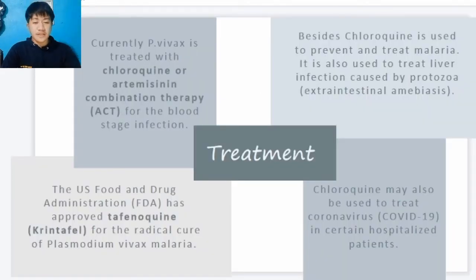Treatment. Currently, P. vivax is treated with chloroquine or artemisinin combination therapy, or ACT, for the blood stage infection. Besides, chloroquine is used to prevent and treat malaria. It is also used to treat liver infection caused by protozoa, or extraintestinal amoebiasis. The US Food and Drug Administration, or FDA, has approved tafenoquine for the radical cure of Plasmodium vivax malaria. Chloroquine may also be used to treat coronavirus in certain hospitalized patients.